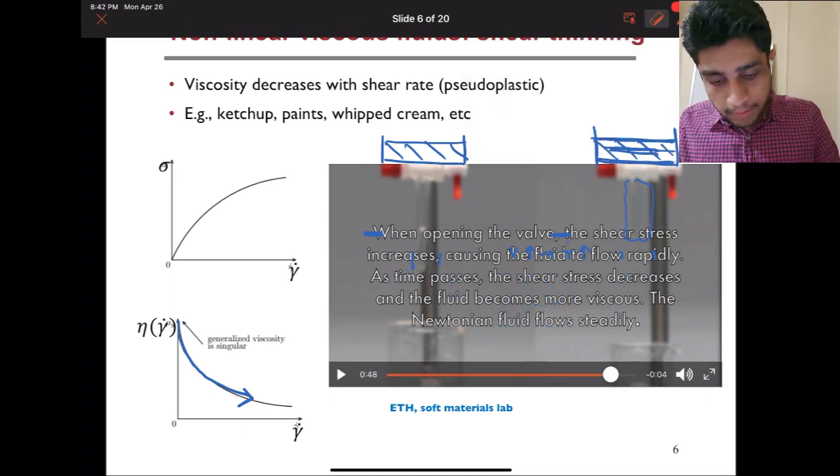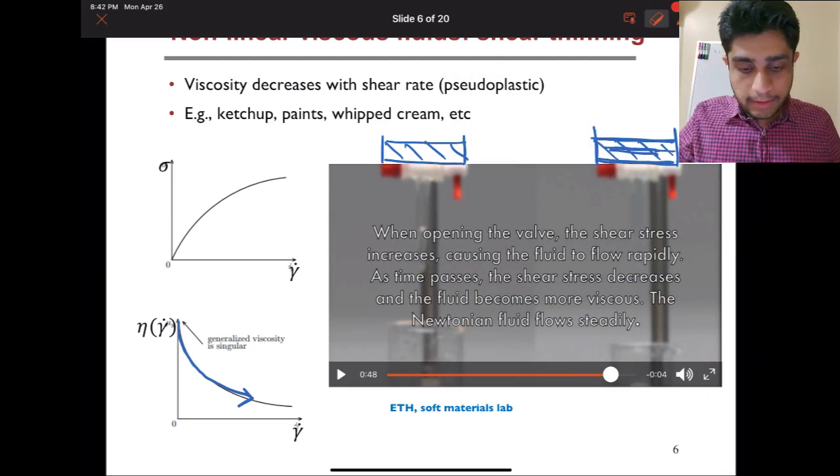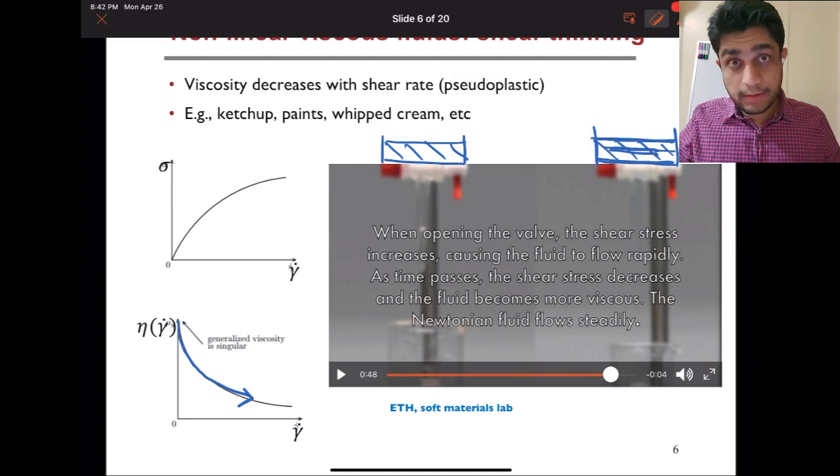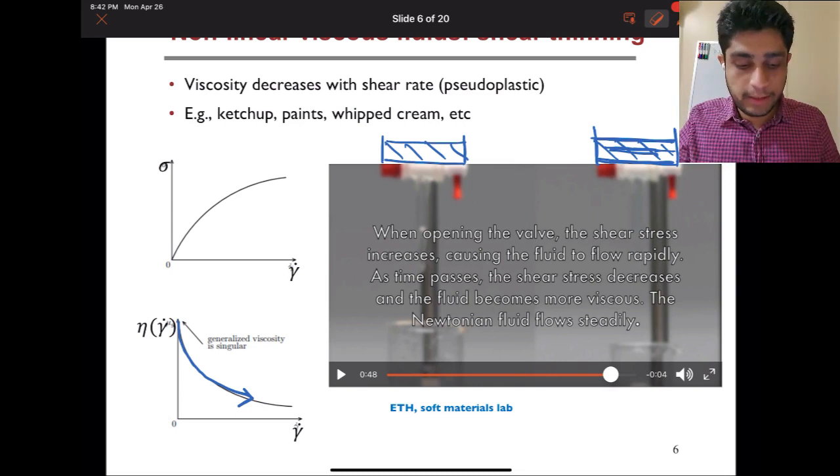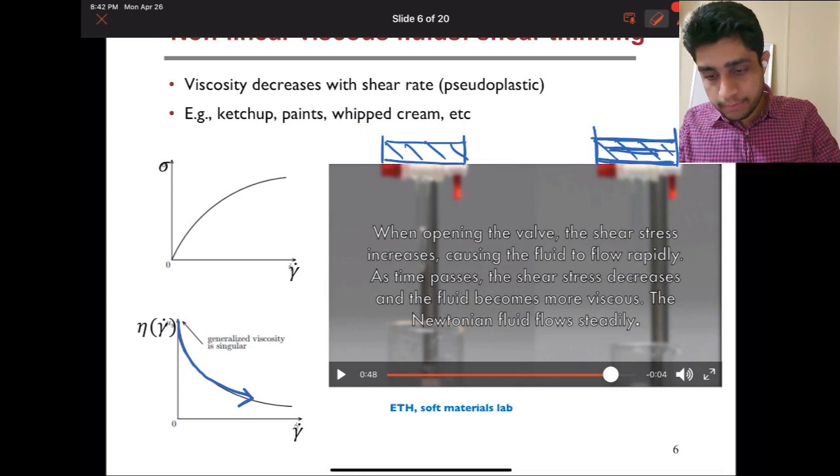Yes, so as it is summarized here, when opening the valve, the shear stress increases, causing the fluid to flow rapidly, and rapid flow means a very high shear rate, and a high shear rate means a low viscosity. And as the flow rate reduces, the viscosity of the shear thinning fluid increases, and it further decelerates the flow. However, the Newtonian fluid keeps flowing steadily.